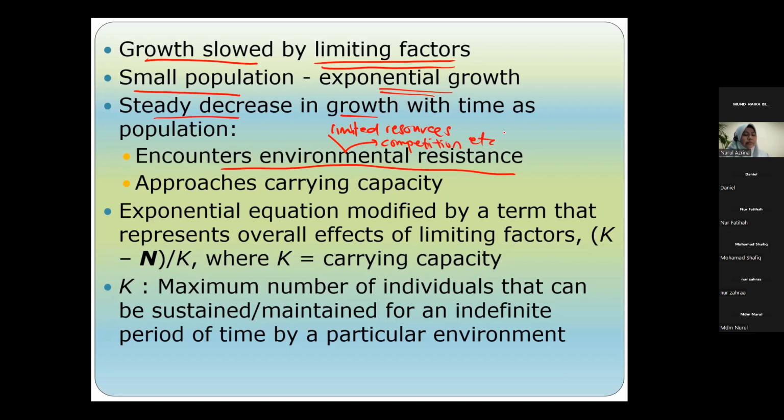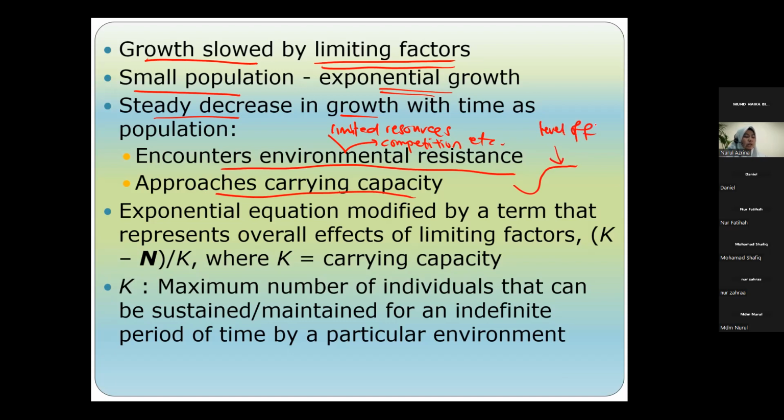And so on. Okay. So as the population encounters environmental resistance and also approaches the carrying capacity, the population growth will slow down and later on level off. Okay.